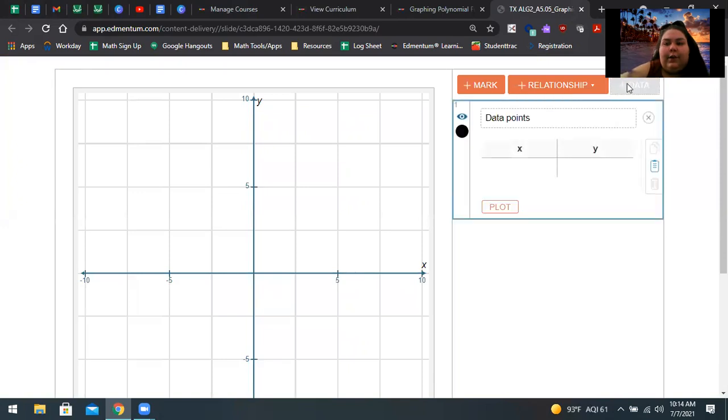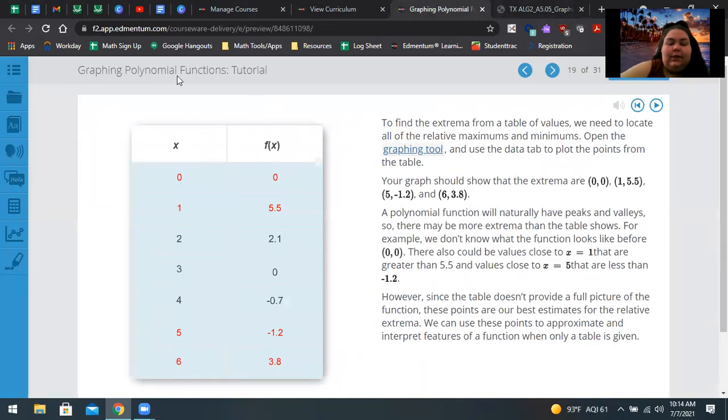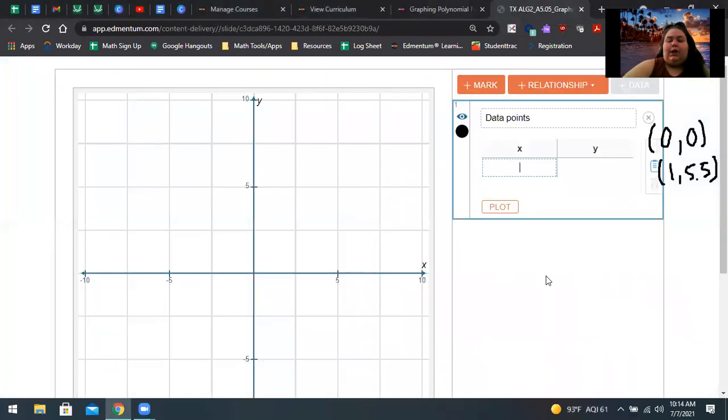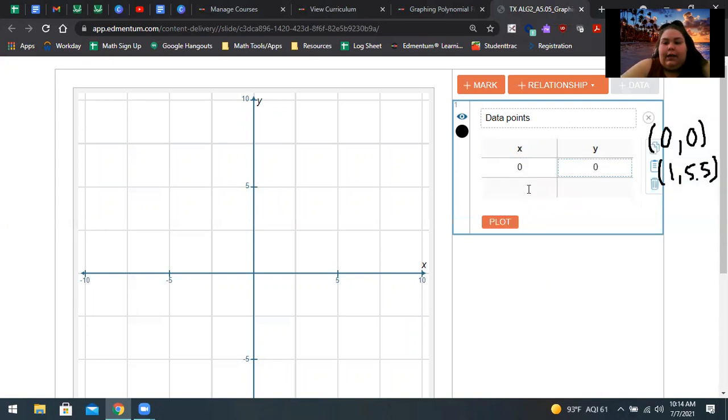You're going to click on the right-hand side for data, and enter the coordinates. You can take a moment, but I'll show you how to write the first two points. You'll type in these points (0, 0) and (1, 5.5) and press enter. You're not going to enter parentheses. You'll type in 0 under X, 0 under Y, and then 1, 5.5. Again, continue typing them in.